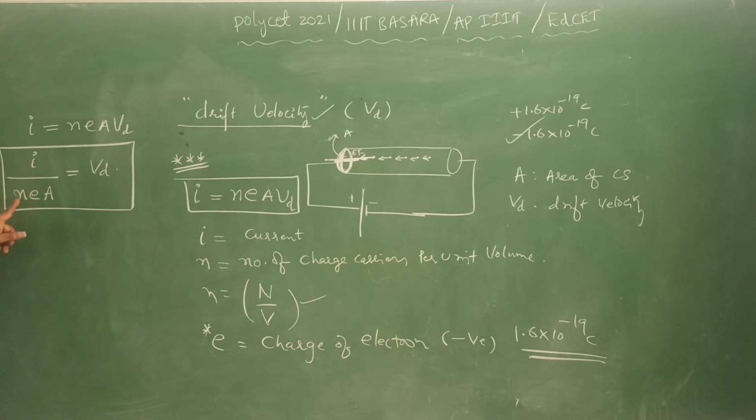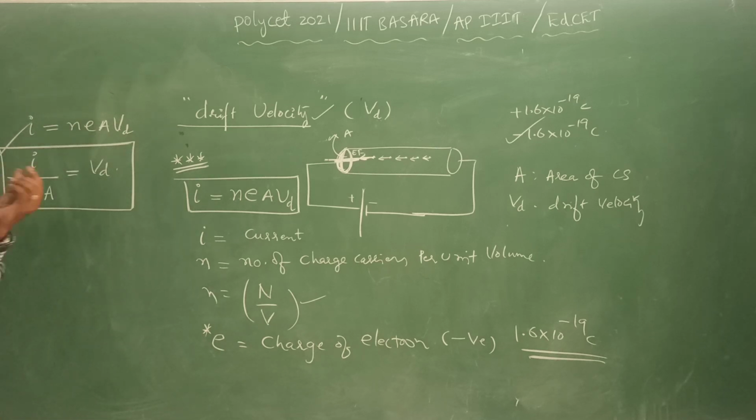Electric current, number of charge carriers per unit volume, charge of electron and area of cross section. Sometimes they will ask about the terms also. What is A in this formula? What is E in this formula? Like that, the question can be asked in any way. So this is the formula for drift velocity.